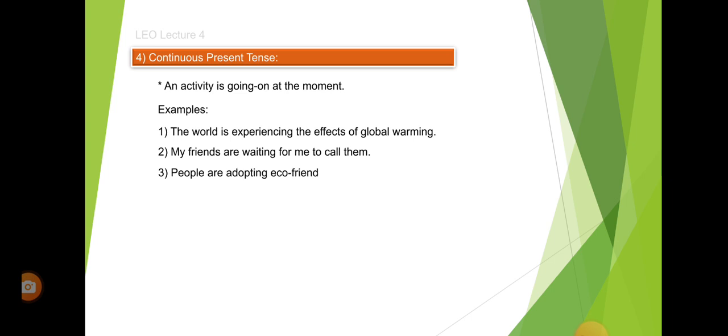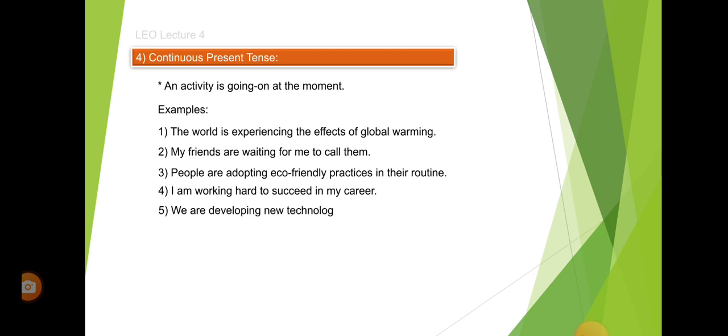My friends are waiting for me to call them. People are adopting eco-friendly practices in their routine. You have the fourth example as well: I am working hard to succeed in my career. We are developing new technologies in the energy sector. All these examples have the to be forms am, is or are, followed by the ing form of the verb.